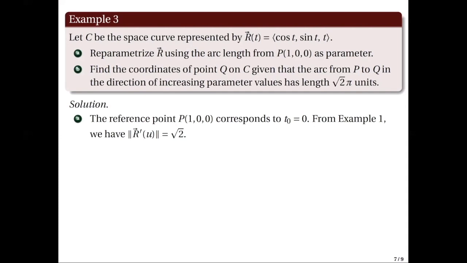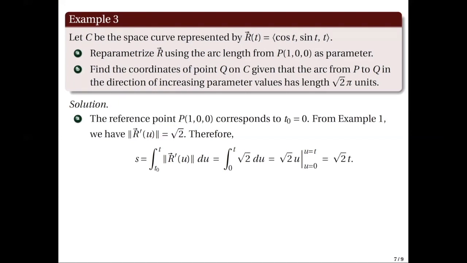Using now the relation between s and t, we set up s equal to the integral from the reference value t naught to an arbitrary t of the norm of r prime of u. The reference value t naught is equal to 0. The norm of r prime of u is equal to the square root of 2. This is equal to the square root of 2 times u, where u is evaluated from 0 to t, which now gives us the function square root of 2 t.